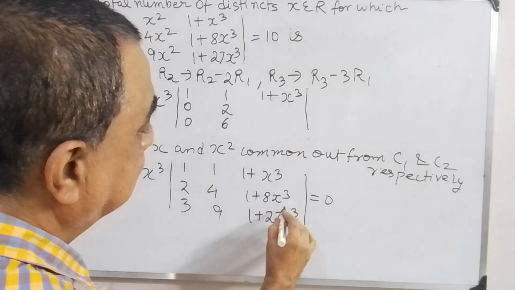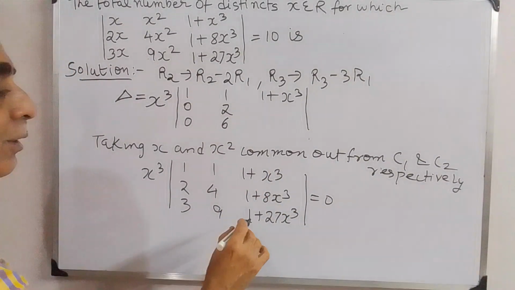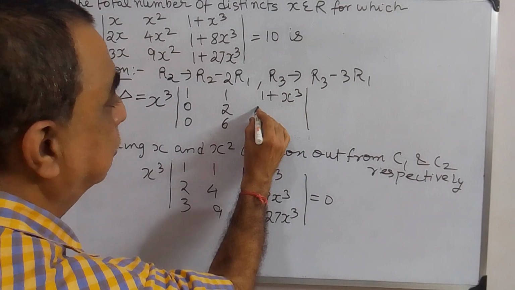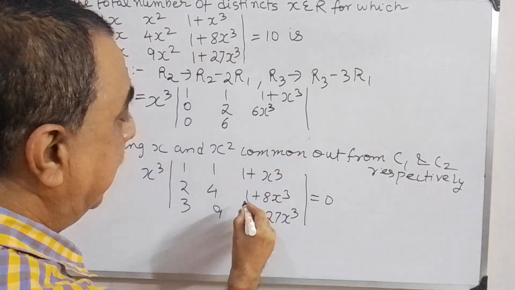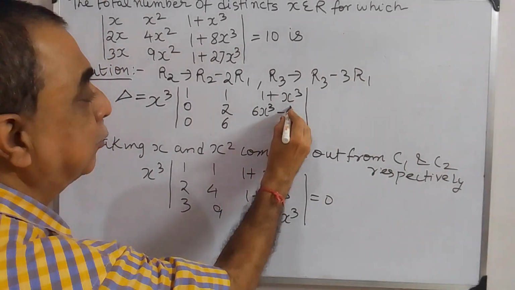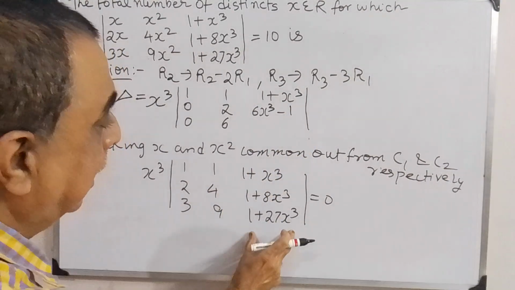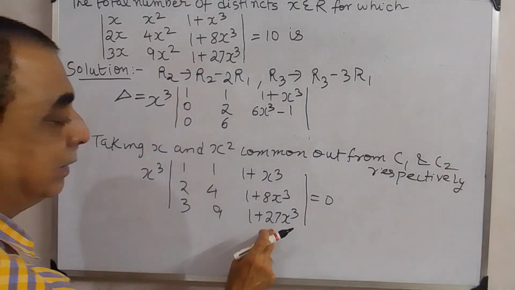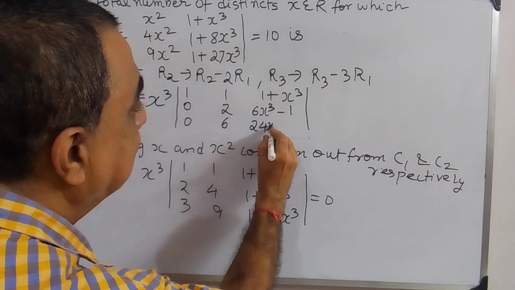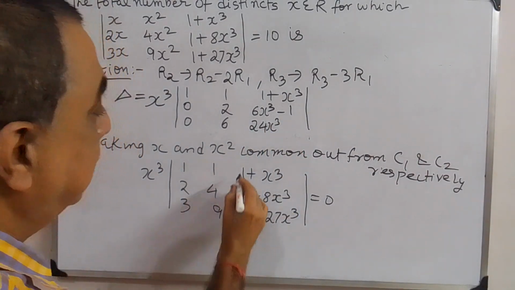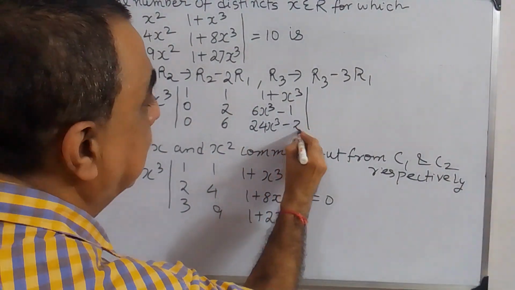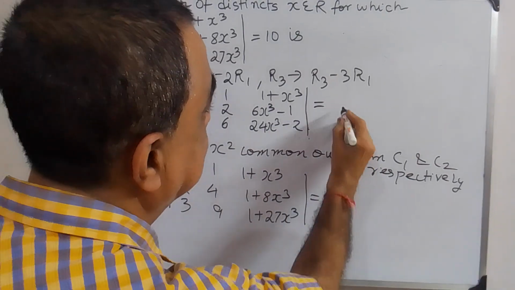And from 1 plus 8x cube, subtract 2 times 1 plus x cube. So 8x cube minus 2x cube is 6x cube, and from 1 you subtract 2, so 1 minus 2 is minus 1. And from 1 plus 27x cube I subtract 3 times 1 plus x cube. So 27x cube minus 3x cube will be 24x cube, and from 1 you subtract 3 times 1, that is 1 minus 3, that is minus 2. So that is equal to 10.